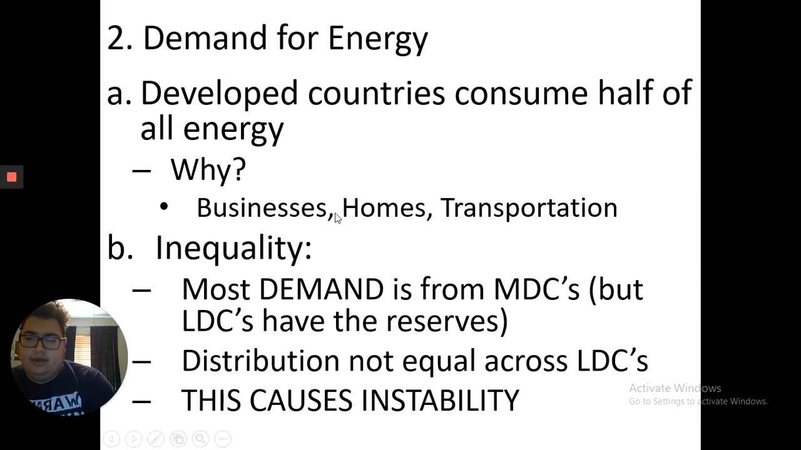So, why businesses, homes, and transportation in developed countries get more energy than others. Also, there's inequality. Most demand is from the more developed countries, but the less developed countries own all the reserves of natural gas, all this stuff. America's kind of an exception to the rule because we do have natural gas, oil, coal, all of that stockpiled.